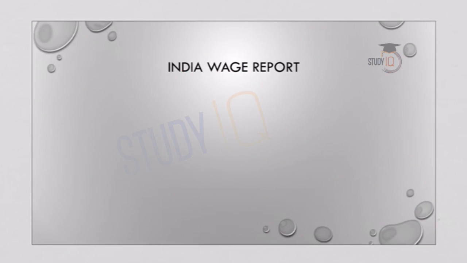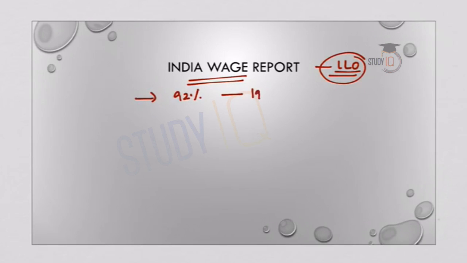Now the next one is the India Wage Report. Again, the India Wage Report is also published by ILO, the International Labour Organization. Let us see what the highlights of the report are. According to the report, the average daily wage has shown a 92% increase since 1994. And coming to the urban-rural divide in India, in the 2011-12 period, the urban worker earned more than twice that of a rural worker. So we can say that the rural-urban gap is more than 50%.